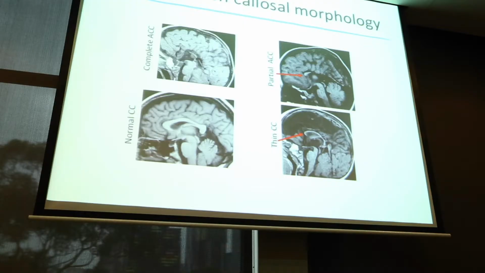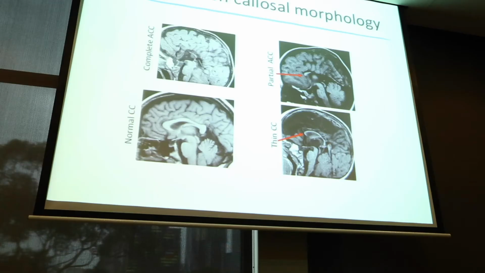This is the complete absence. This is the normal brain scan. And then there are lots of individuals who have partial ACC. Some people call it hypogenesis or dysgenesis. And you can see here that it's not only small, but it also only seems to occupy the very front aspect.